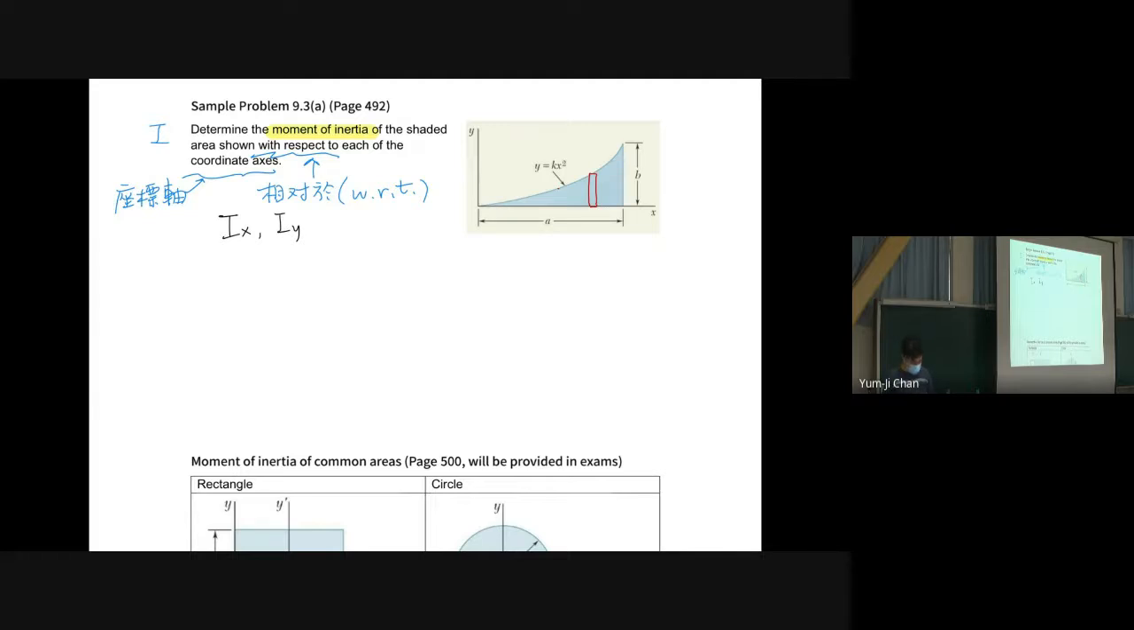So for Ix, what are we calculating? How do we get Ix? If we get Ix, what should we write here? X or Y? Y, okay? So let's do Iy first.